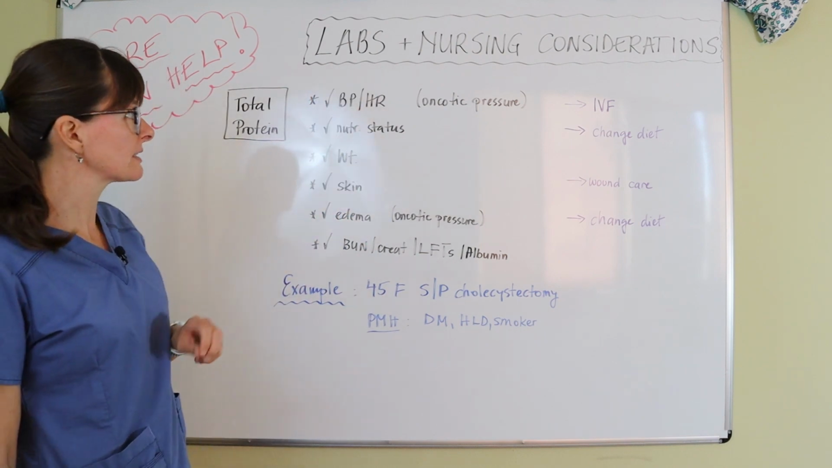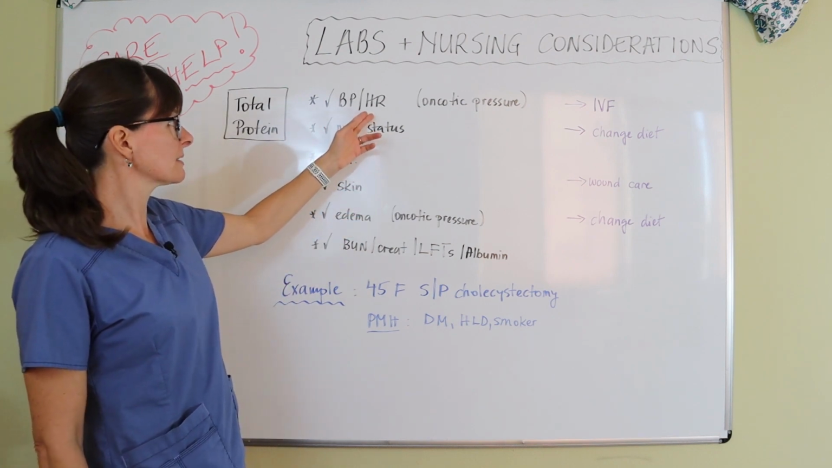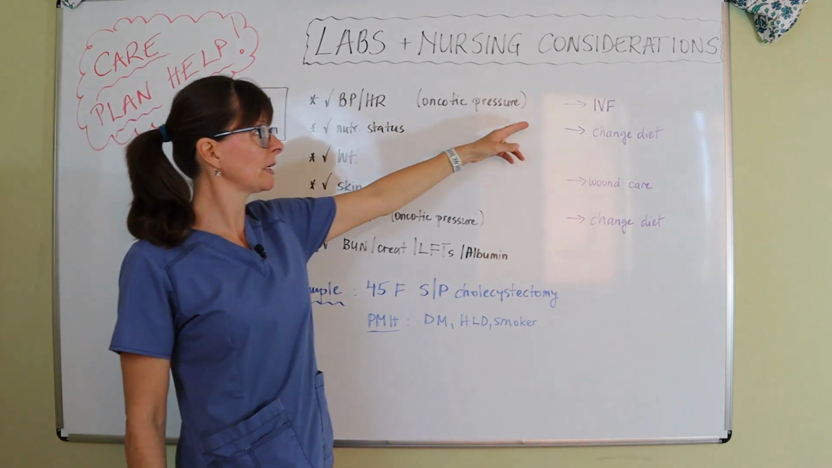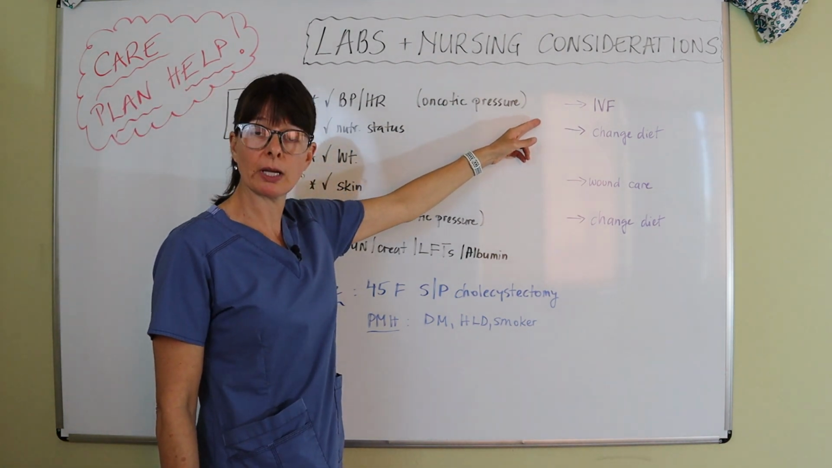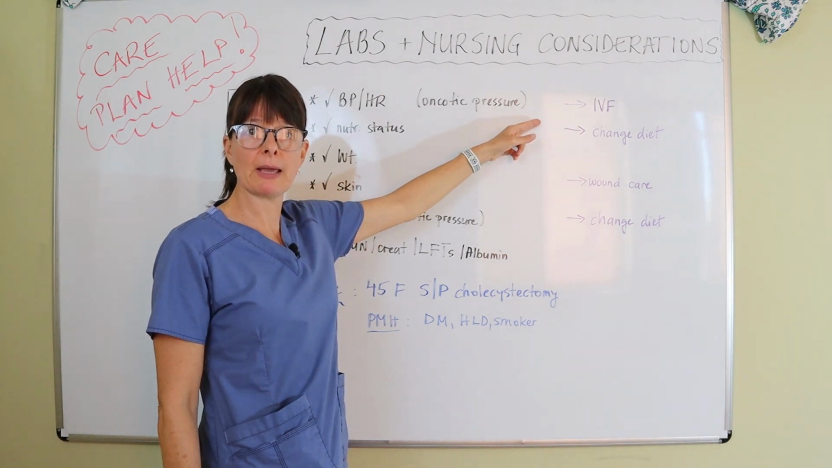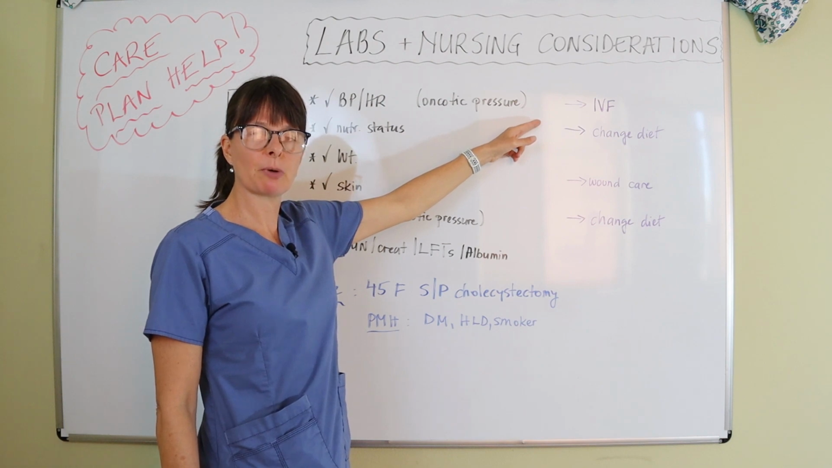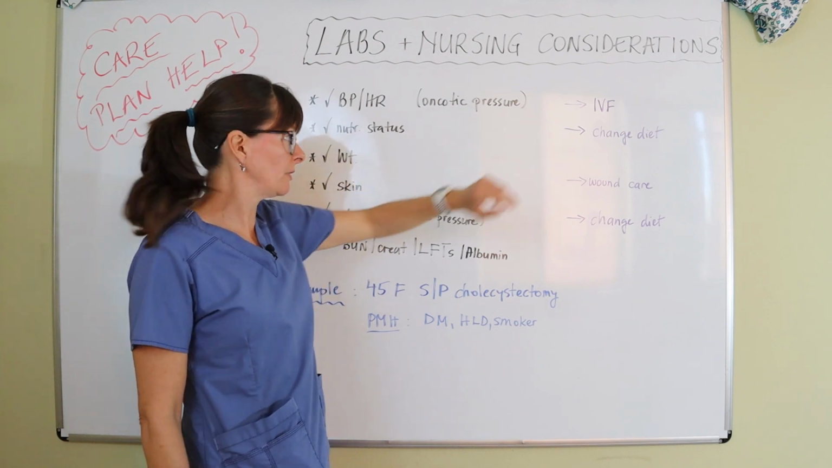And then for our interventions, what can we do? So if the patient is hypotensive because of that oncotic pressure, maybe we need to give them some IV fluids. We can also give the patient albumin, which will help to expand the volume, but that is a more special case scenario, probably for a more chronically ill patient.